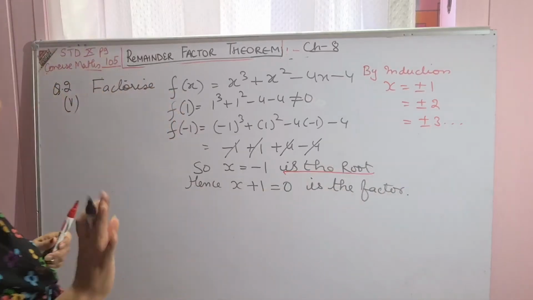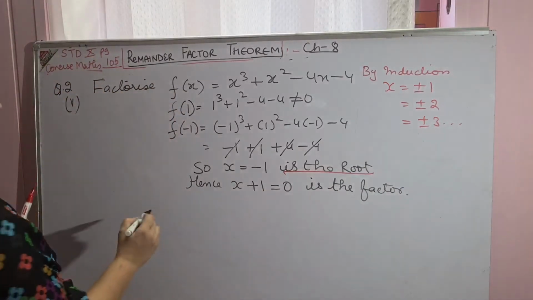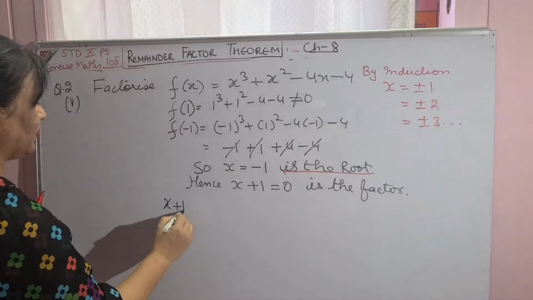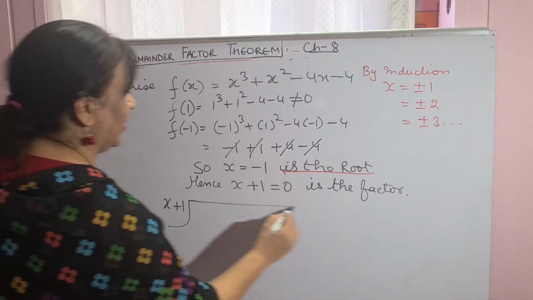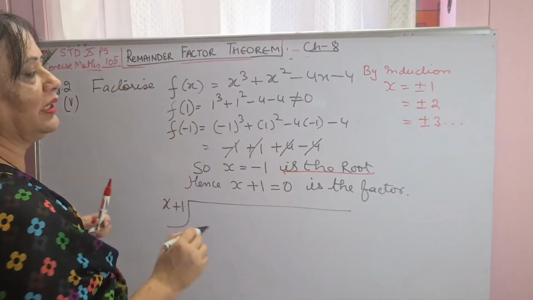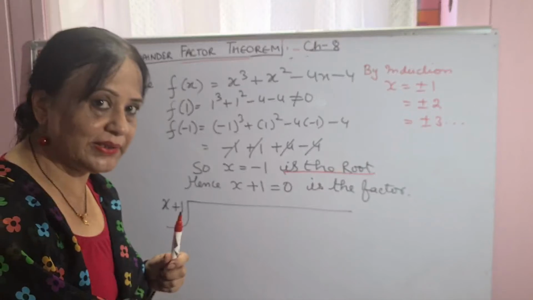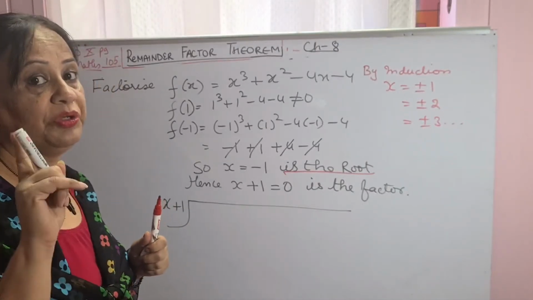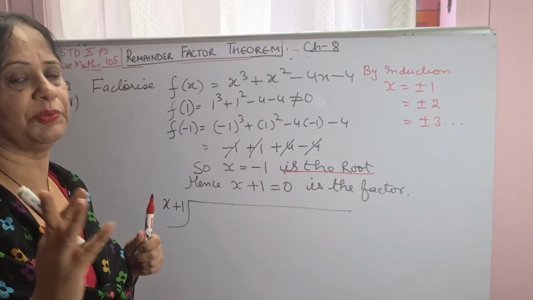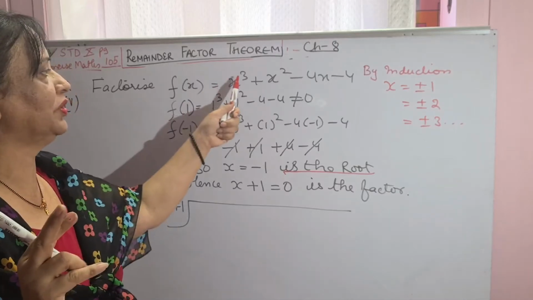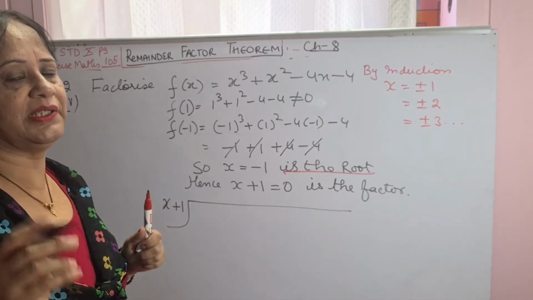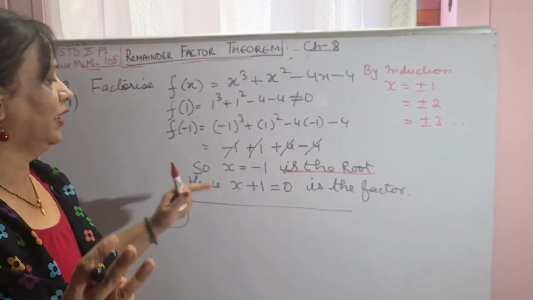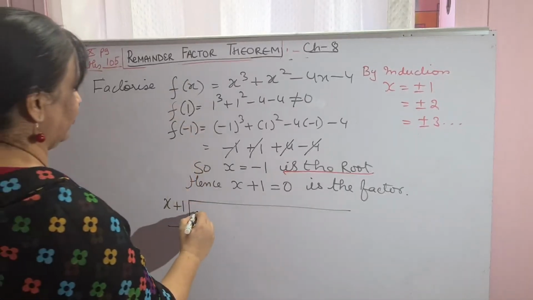So more than half of the question is finished. Then the traditional method: x plus 1, you divide the given polynomial to factorize completely. Factorize completely means that the degree of x has to be 1. There should be 3 factors because the degree was 3 as given in the question, and you have to change this polynomial into 3 factors. One I got, the next two I will get from here.